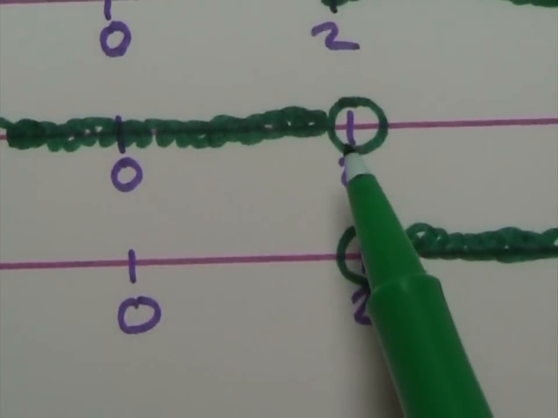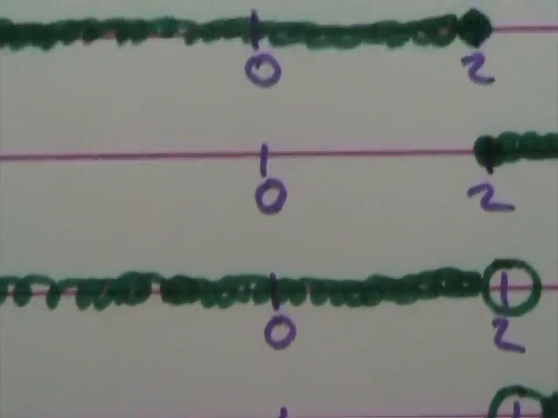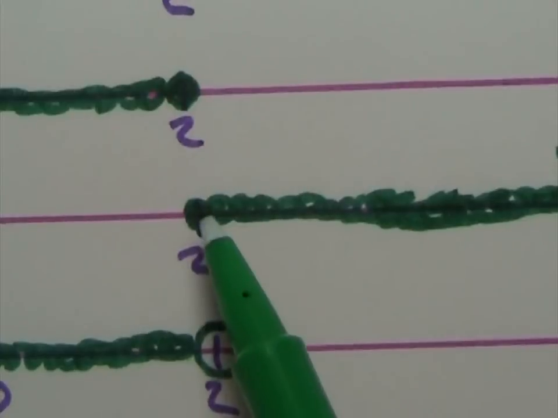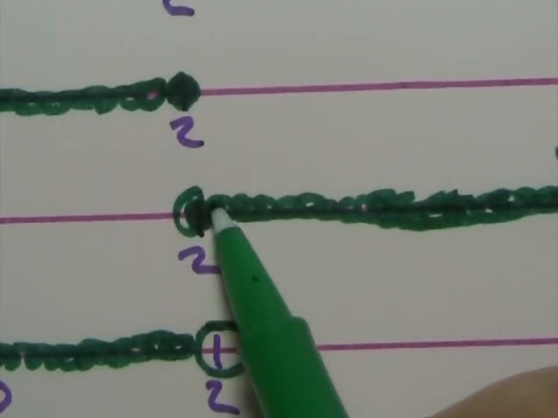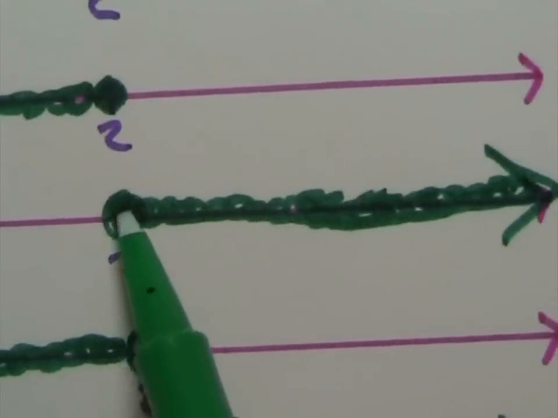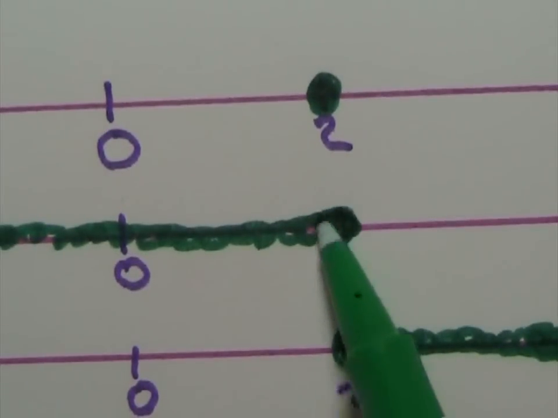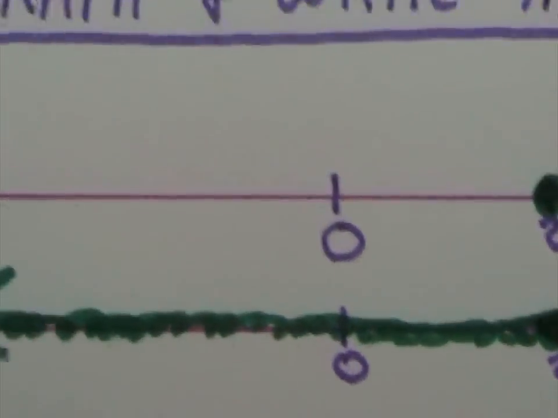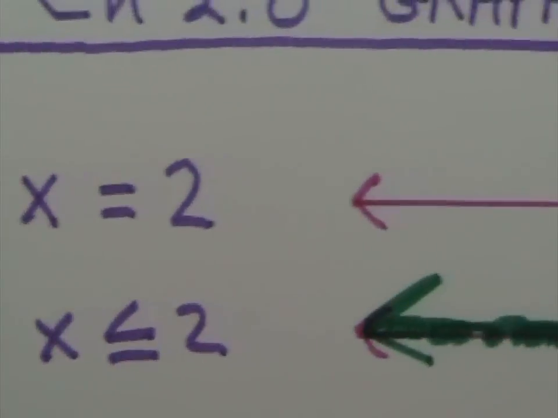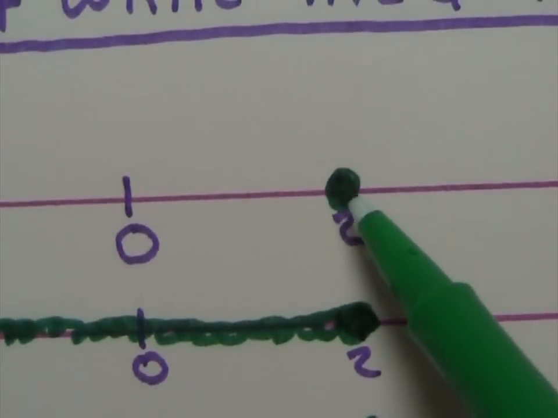On this one, it cannot be 2, but anything less than 2. On this one right here, it can be 2. I should have probably made that a bigger solid. It can be 2 and anything more than 2. On the other one, it can be 2 and anything less than 2. On the first one we did, where it says x equals 2, the answer is only 2.